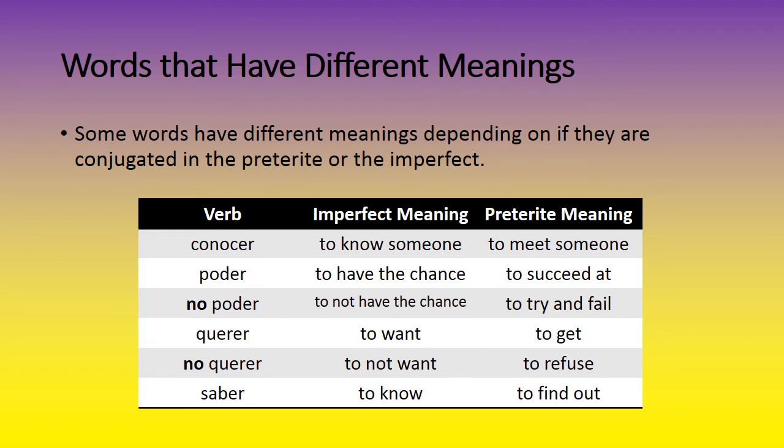But no poder in the imperfect means that you didn't have the chance or the opportunity. And no poder in the preterite means that you tried and you failed. Querer in the imperfect is to want, but querer in the preterite is to get. No querer is to not want in the imperfect, but in the preterite it means to refuse. And finally, saber in the imperfect is to know something, but preterite is to find out.